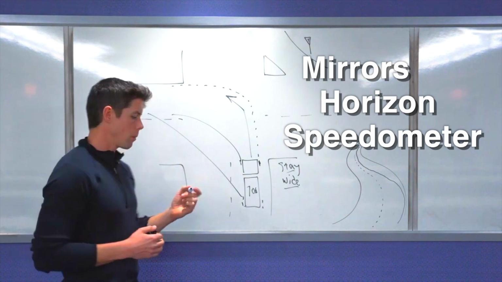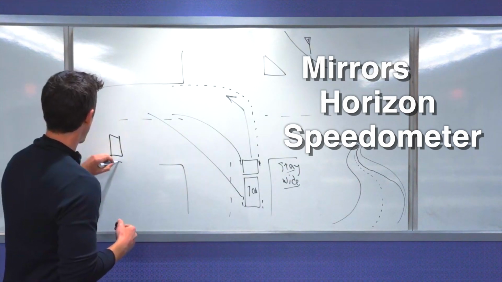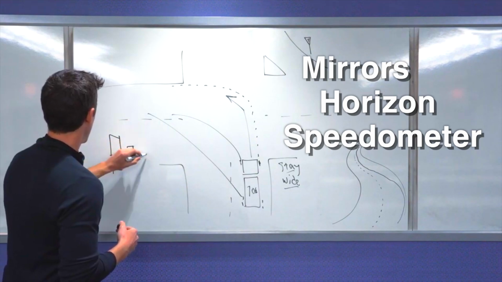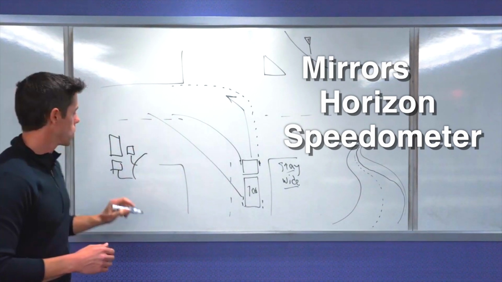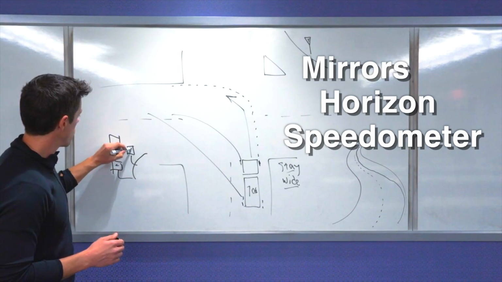So when I talk about your mirrors, I'm talking about watching that side mirror, that convex mirror, and that hood mirror to get all the information that's behind you as clearly as possible. That side, that convex, and that hood.